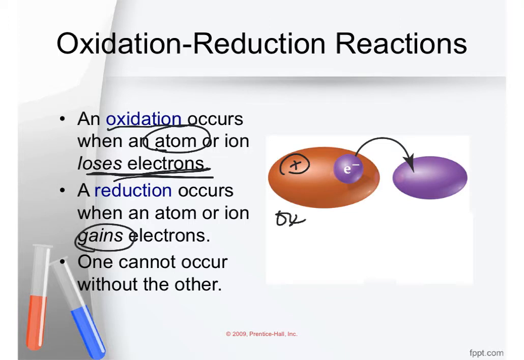So in this kind of picture here, the orange oblong thing would have been oxidized. It's losing an electron, and the purple one would be reduced, gaining an electron. And they occur hand in hand. If you have a substance that's giving away an electron, there has to be something else there to accept it.